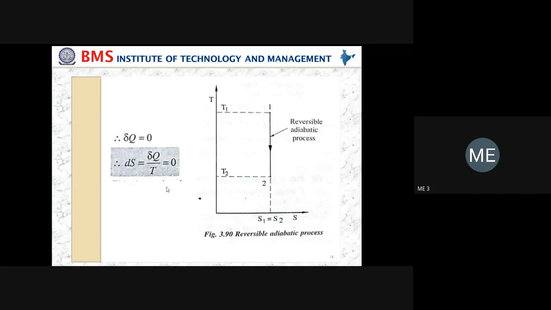Integration of ds equals integration of 0. S2 minus S1 is constant. That's why you have to represent the vertical straight line for the adiabatic process and the horizontal line for the isothermal process.